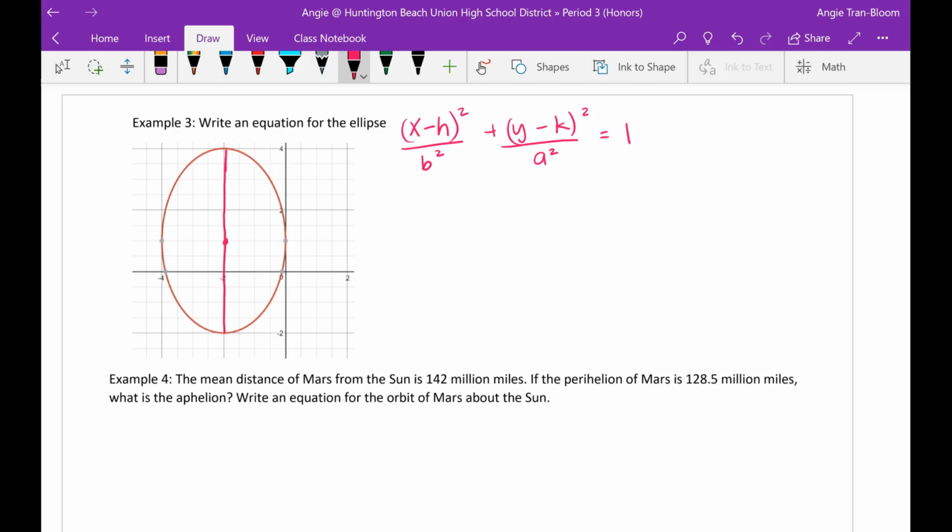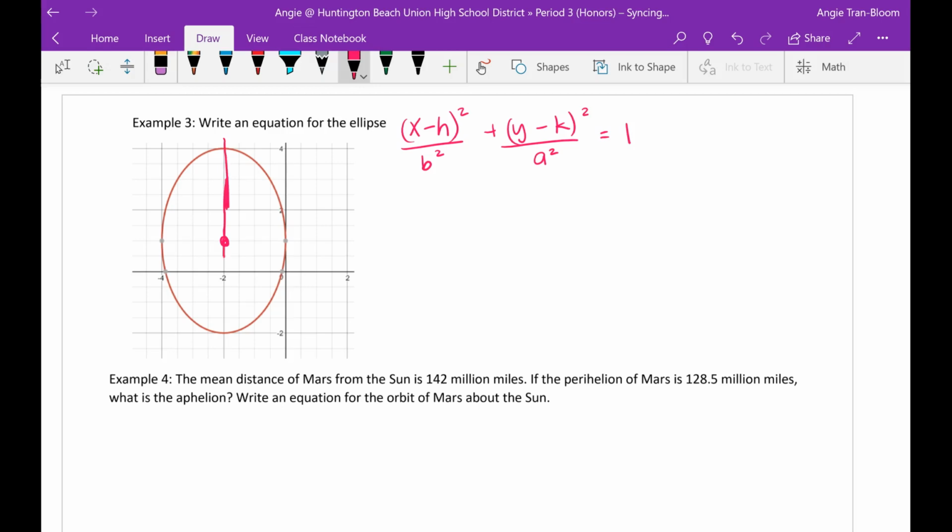Okay, so the center looks like it's right here. If I count, this is 1, 2, 3, 4, 5, 6. So a is 6. That means a squared is what? Oh, you know what? I just counted incorrectly. I completely forgot to look at the tick marks on the side.